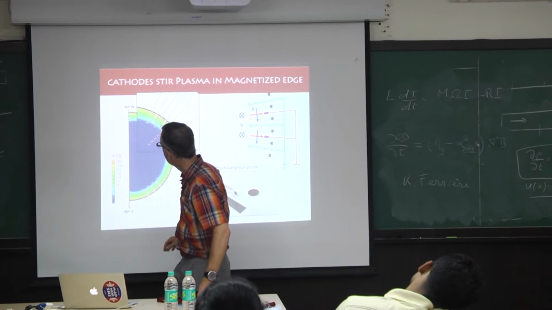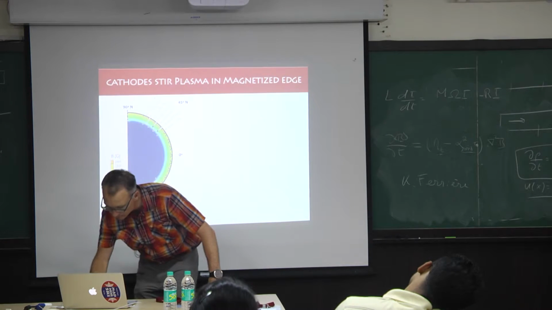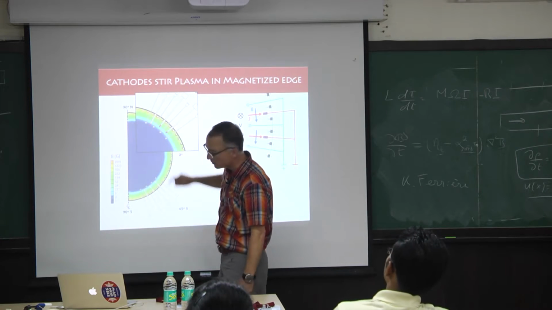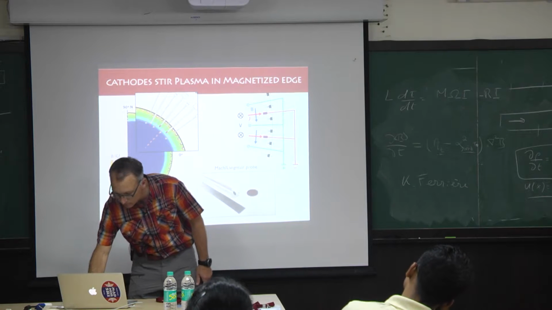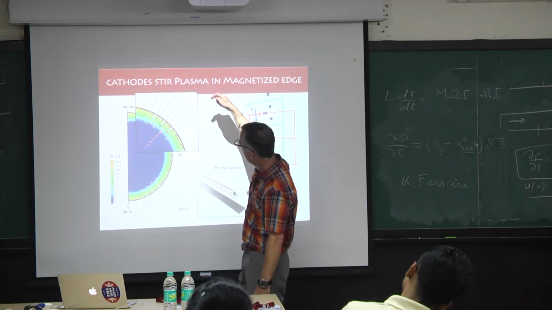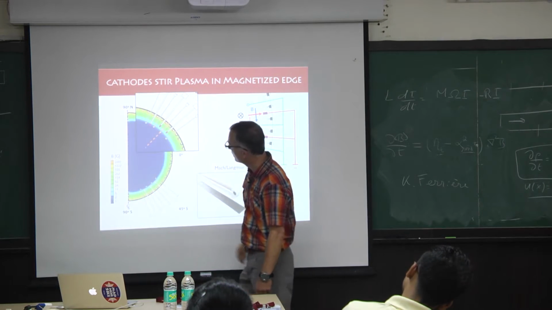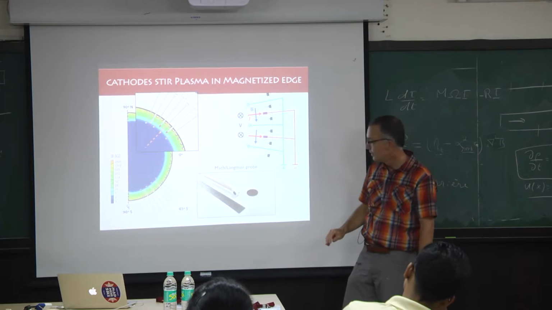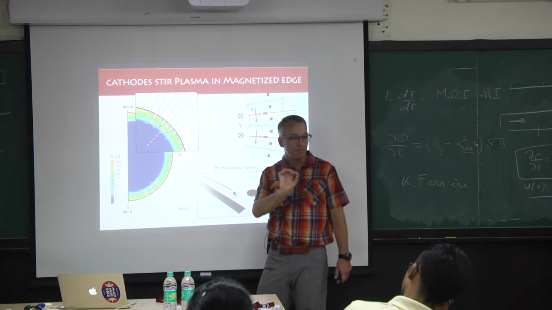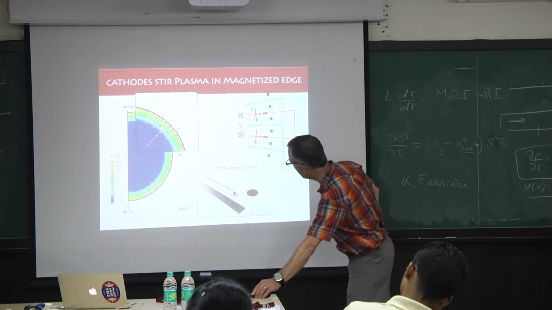And so now I'm going to show you the results, where I pull these two cathodes back. I have a probe that inserts into the plasma along this cord that can be used to measure the flow velocity on that cord. So we measure the flows using objects called Mach probes.